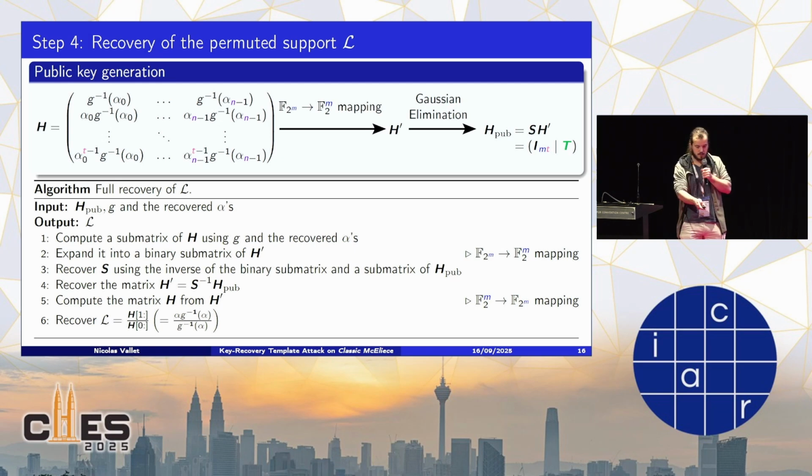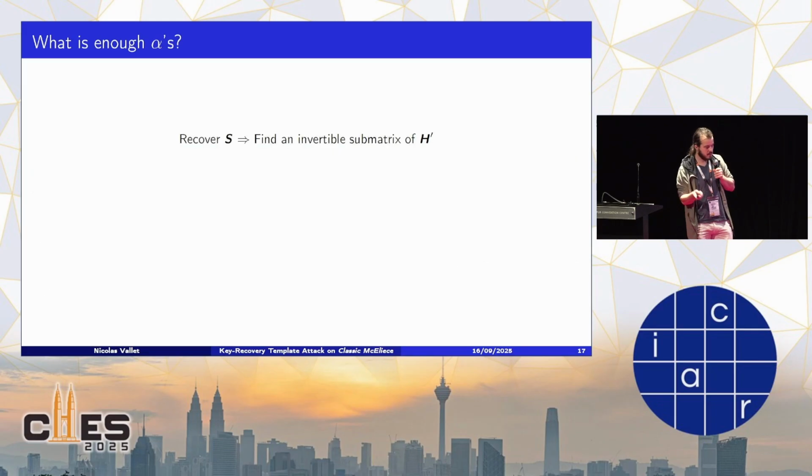So now that I explained the attack, I can explain what I meant earlier when I said n of alpha. If we want to recover L, we must first recover the matrix S that is used in the Gaussian elimination step, and this is an mt times mt invertible matrix. And to do so, we must find an invertible submatrix of H prime, which means that we must find mt linearly independent columns of H prime.